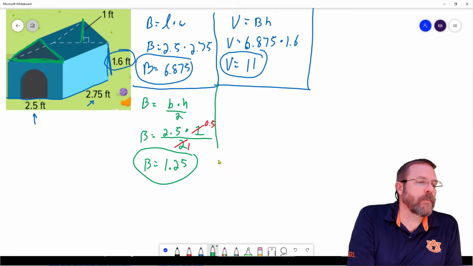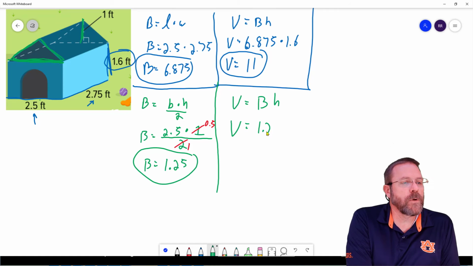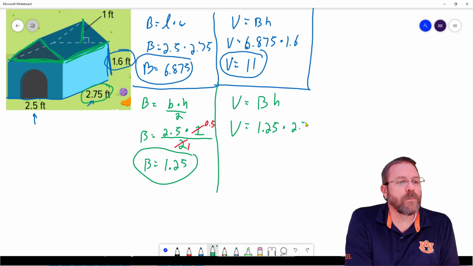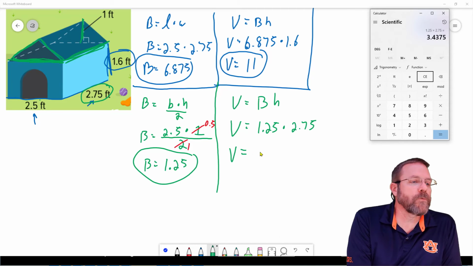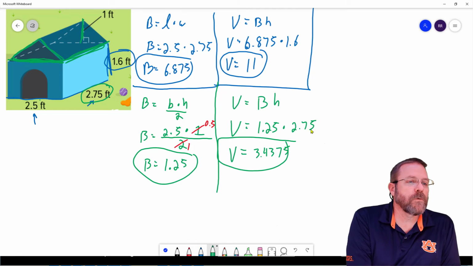Now I'm going to circle that, and I'm going to find the volume of my triangular prism, which is going to be the base area times the height. We already know that the base area is 1.25, times the height, which is this distance right here, the same as that number right there, 2.75. Therefore, the volume is equal to, I'm going to jump back over to my calculator, 1.25 times 2.75 equals 3.4375. And we're going to circle that.